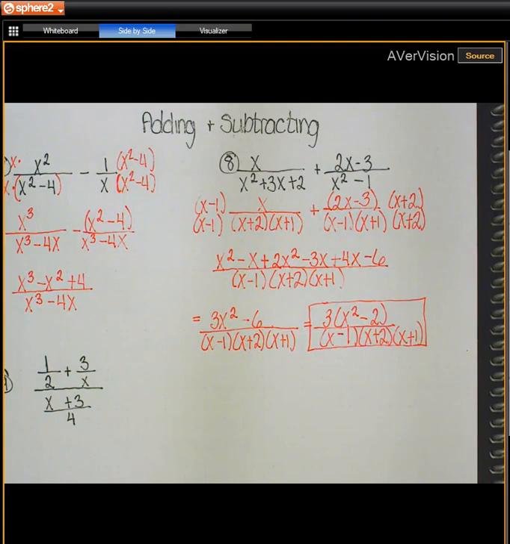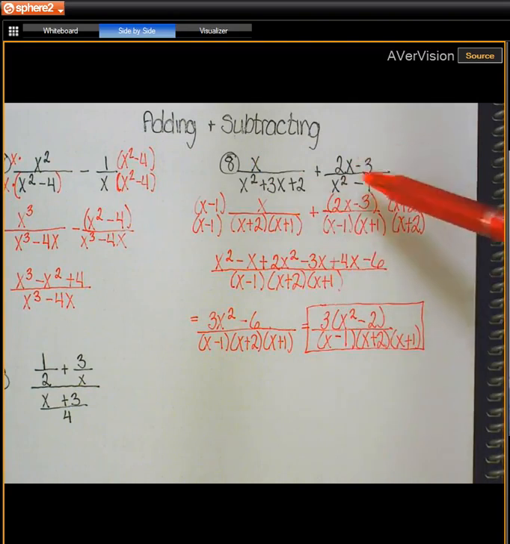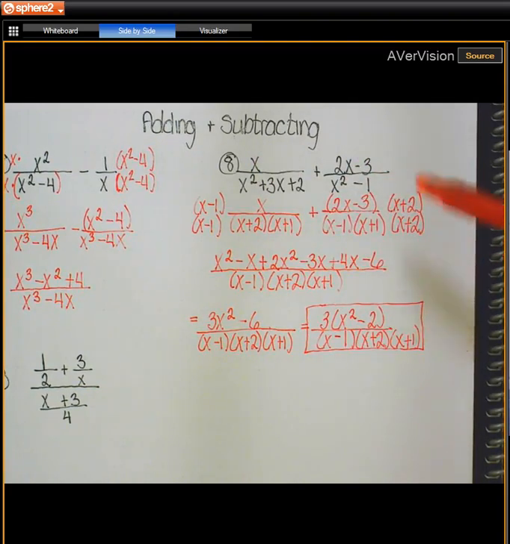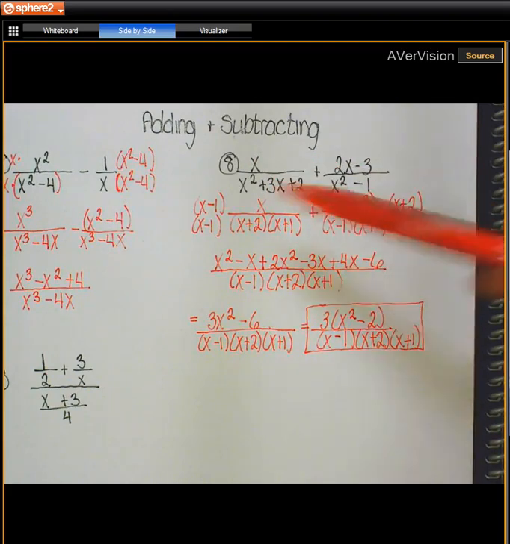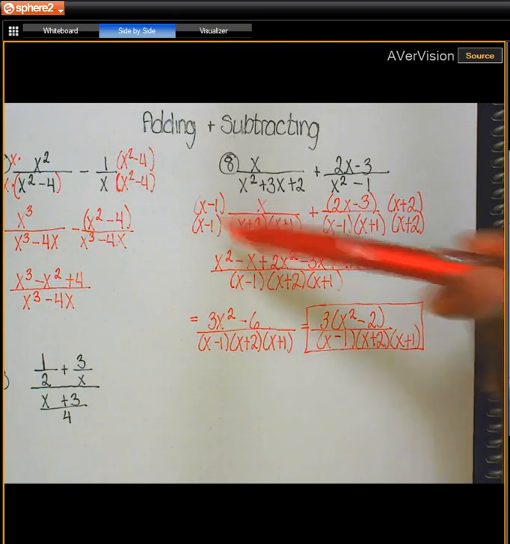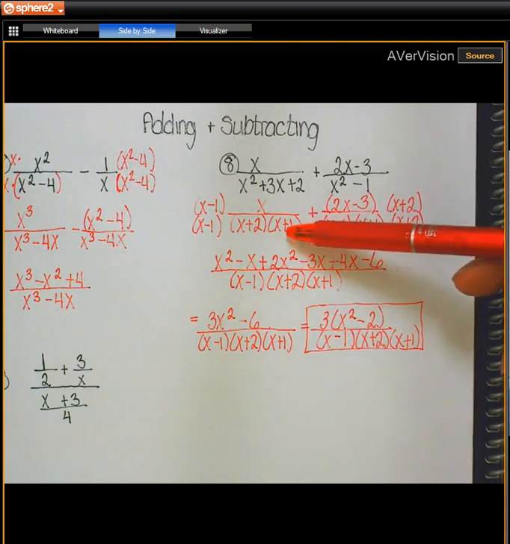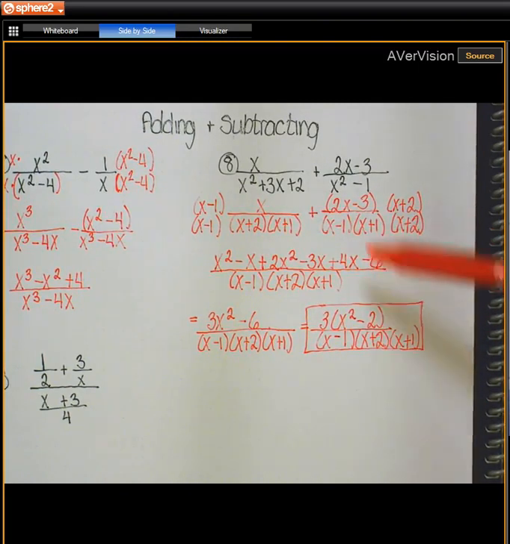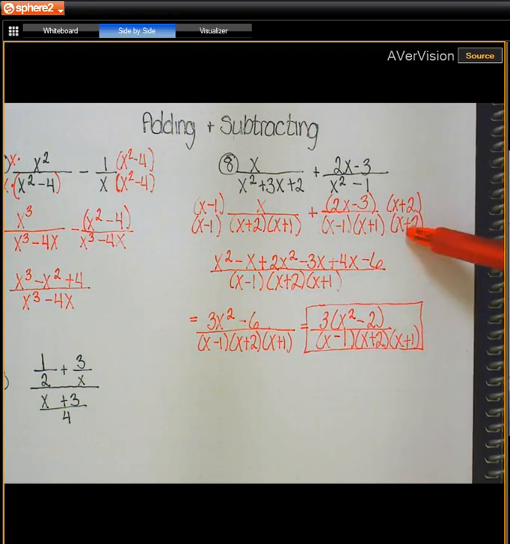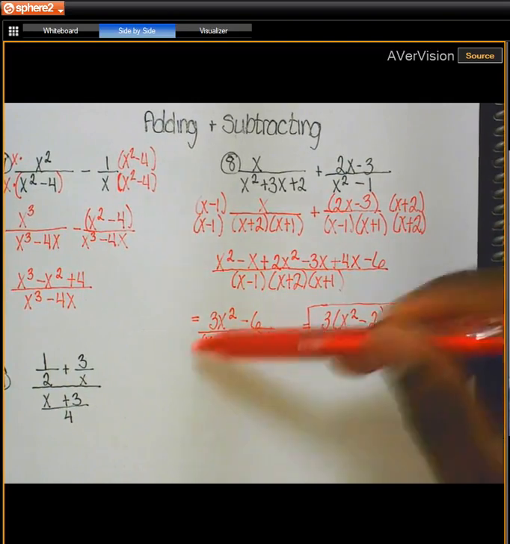Any questions? So we got that from when we tried to get common denominators. When we multiplied x minus 1 to this side, we got x minus 1, x plus 2, x plus 1. And for this side, we have to multiply by x plus 2, and we got the same thing, x minus 1, x plus 2, x plus 1. So that is our common denominator.